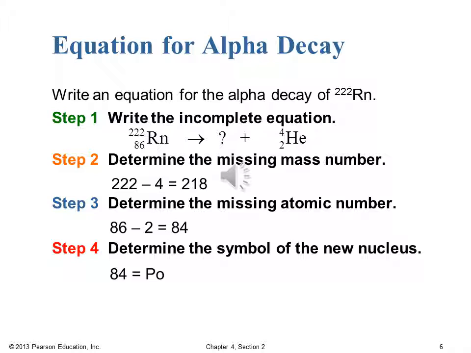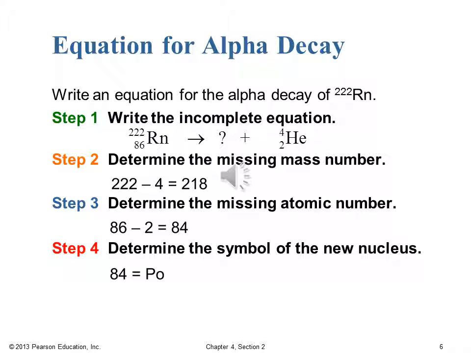Okay, so let's work an example problem together. We want the equation for alpha decay of radon-222. So radon-222 has an atomic number of 86. Element 86 is radon, the element with 86 protons in its nucleus. And so that's going to give some new isotope plus the alpha particle, the helium nucleus, with the mass number of 4 and the atomic number of 2.